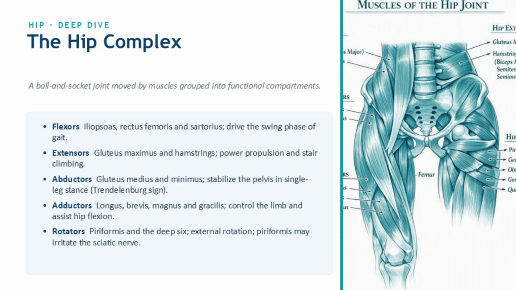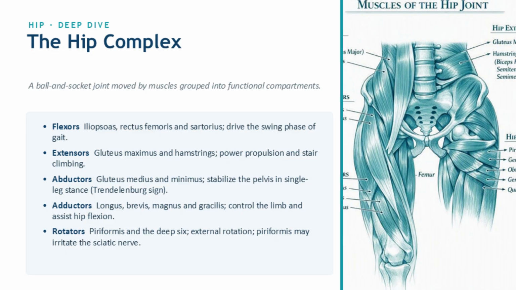The hip complex. The hip is a ball and socket joint designed for both mobility and stability. Unlike the shoulder, which prioritizes movement, the hip must support substantial body weight while still allowing motion in multiple directions. The muscles surrounding the hip are often grouped according to the movements they produce. Some flex the hip, others extend it, while additional groups abduct, adduct, or rotate the thigh.